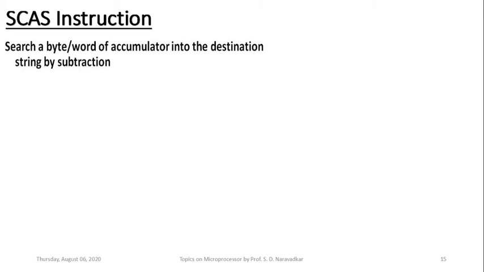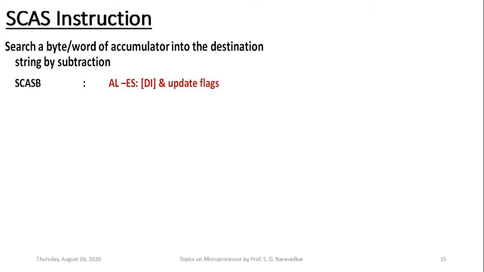This searching will always be performed by way of subtraction. So let us see the scan string byte instruction. What happens in the case of scan string byte? On the right side it is written AL, the byte which is to be searched, that is in accumulator AL, minus the destination string byte from the extra segment offset given by DI. So this subtract operation is performed and then the flags are updated.